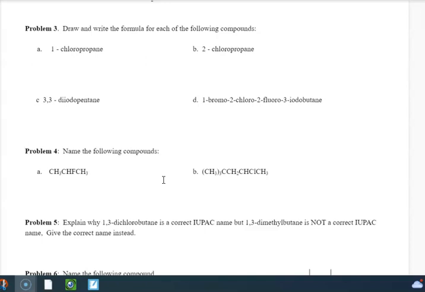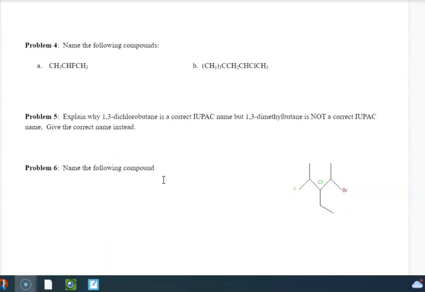So draw your 4 carbons. Off the first one, draw your bromine. Off the second one, draw a chlorine and a fluorine. And off the third one, draw an iodine, all right, an iodine. Okay, so number 4, go ahead and do number 4.